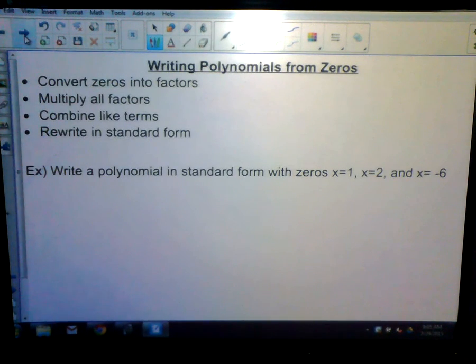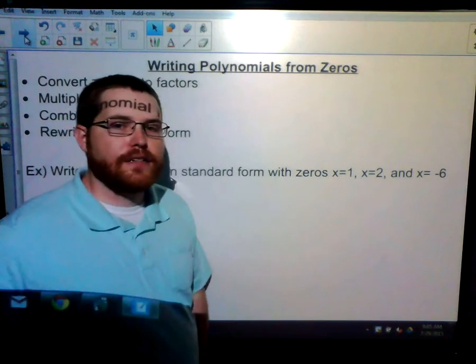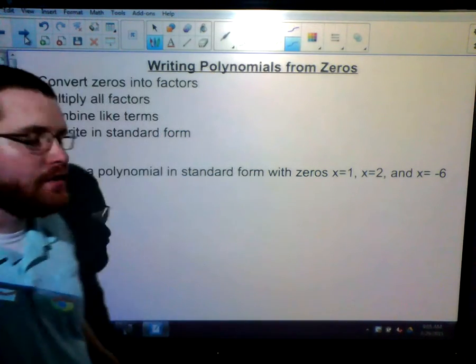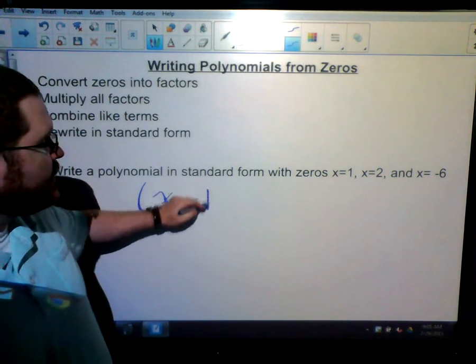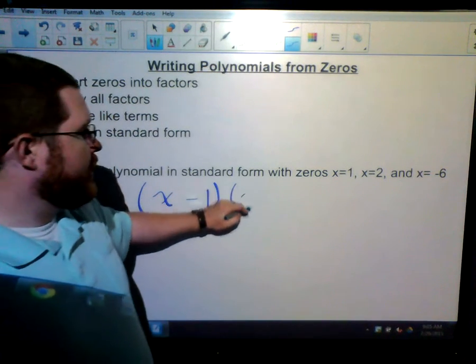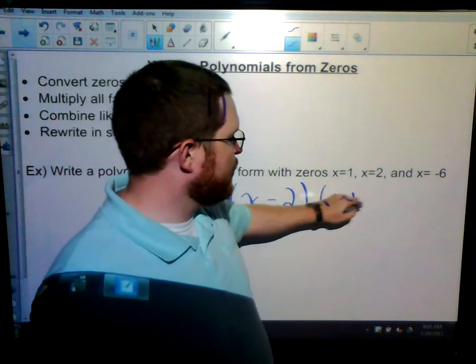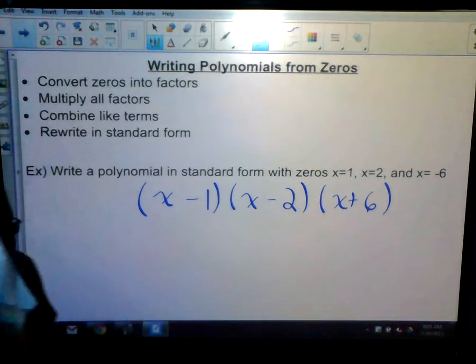Writing polynomials from zeros. Well, let's convert the zeros into factors because factors are what we work with. Multiply all the factors, combine like terms, and rewrite in standard form. So it's just like converting from factored form to standard form, except we have to write these zeros as factors first. So for this one, if a 0 is x equals 1, the factor is x minus 1. X equals 2 is x minus 2, and x equals negative 6 is x plus 6. So that's factored form. I have 3 factors.